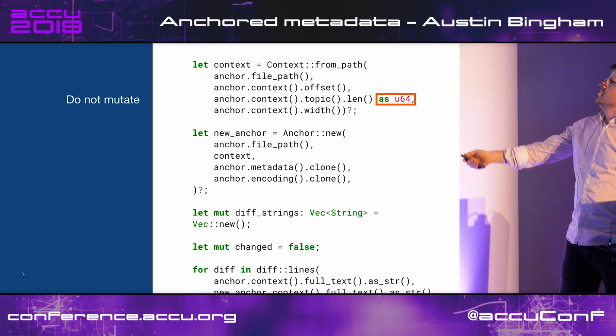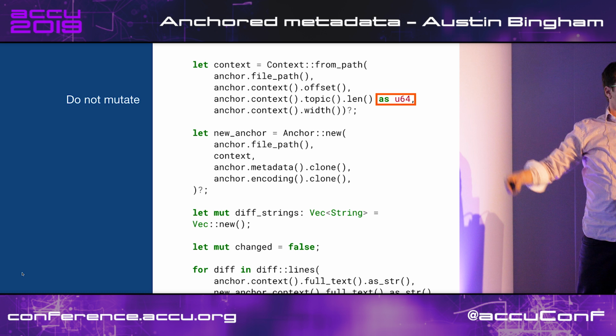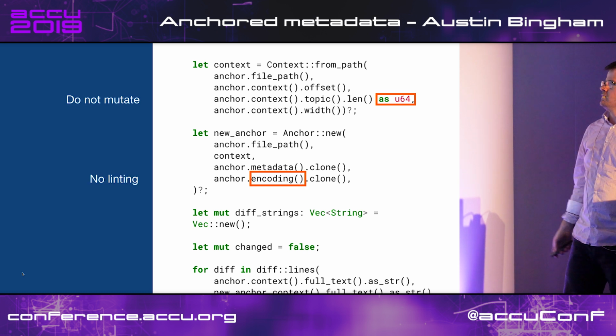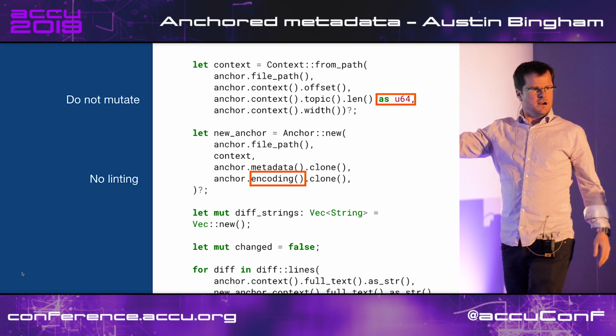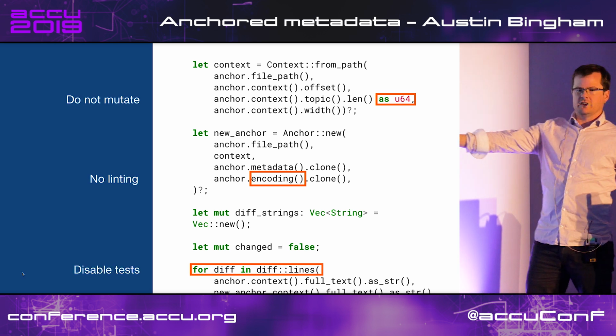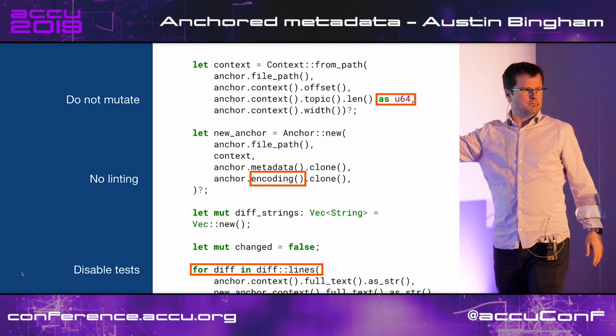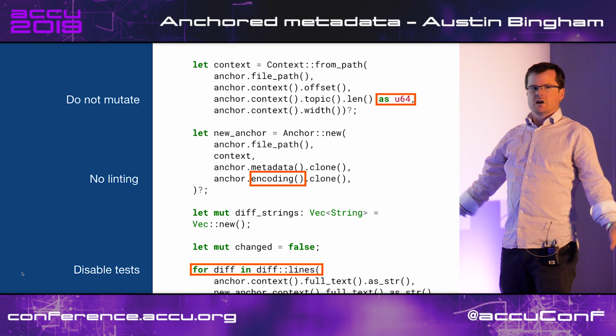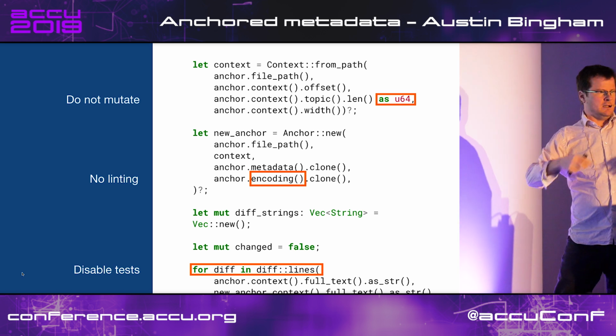I might want to say, do not mutate that during mutation testing for some reason. I might want to say, no linting on that. I know it's got a problem, don't yell at me about it anymore. Or disable tests for this bit of code. And this is the nature of the kind of metadata I'm talking about, although it could be literally anything.